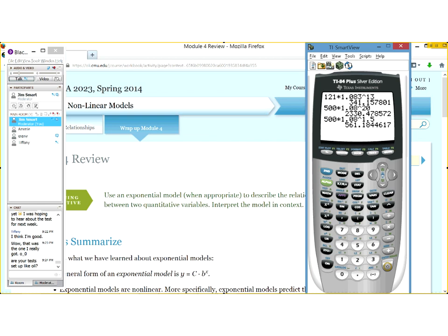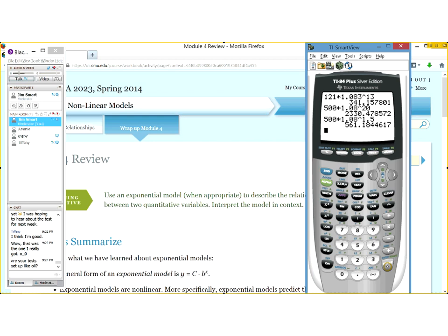Are your tests set up like OLI? No, the tests are more like my quizzes. You're going to have a problem set up, and then you may have 1 or 2 or 3 or 4 or 5 prompts based on that situation. If I was to say concept versus skill, it's probably about 2/3 conceptual and 1/3 skill.